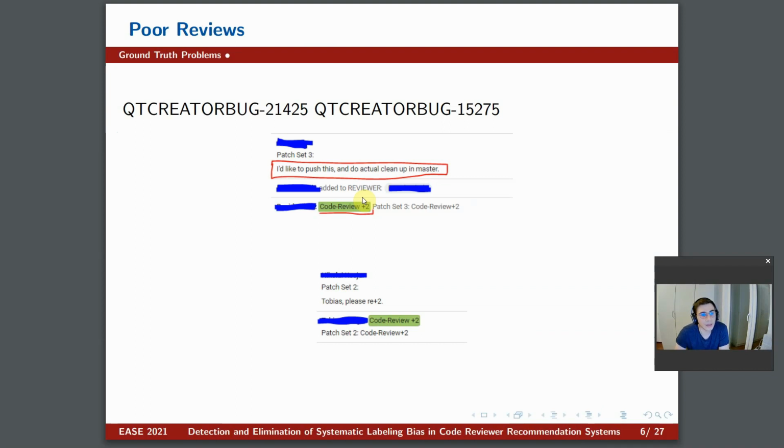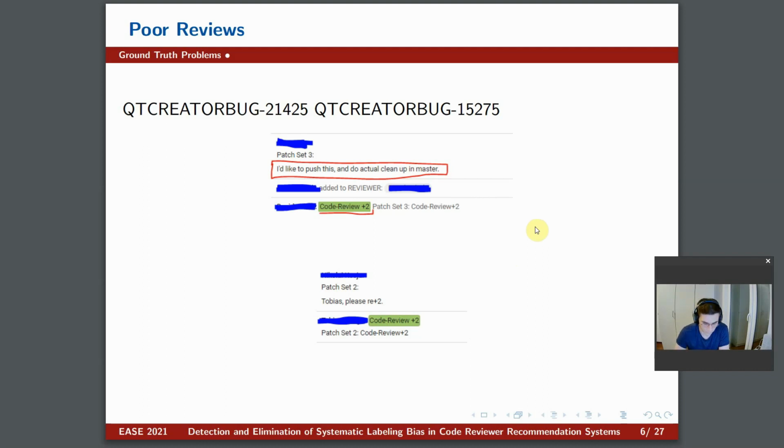Here's an example of code review from the Qt Creator bug datasets. Here the author makes a comment, I would like to push this and do actual cleanup in master, which is a bad practice. However, here the code reviewer gives +2, meaning that it confirms the pull request. Another example is where the author refers to the code reviewer by name and says, please confirm this pull request, and then the reviewer confirms this pull request. These two are labeling biases, as the code review is not properly being done.